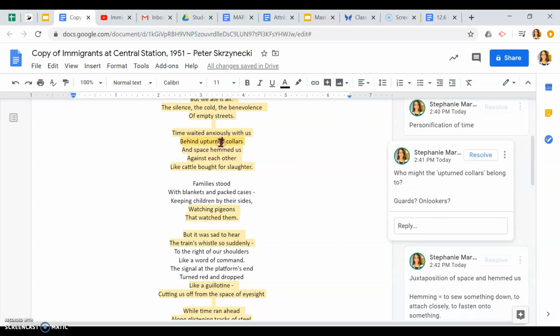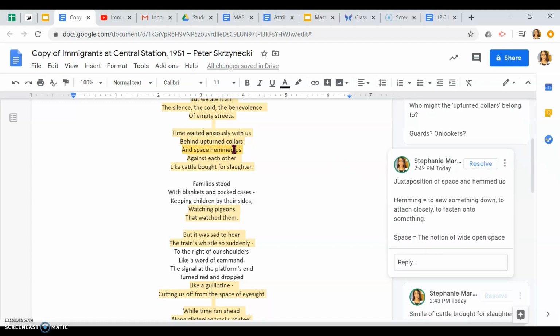Now, in the next line, year 10, it says "behind upturned collars." So I want you to think about who might those upturned collars belong to. Are they guards? Are they onlookers? Are they security? What's meant by upturned collars? There's also juxtaposition in this stanza when the poet says, "and space hemmed us against each other."